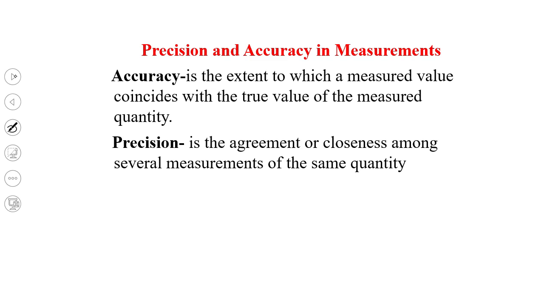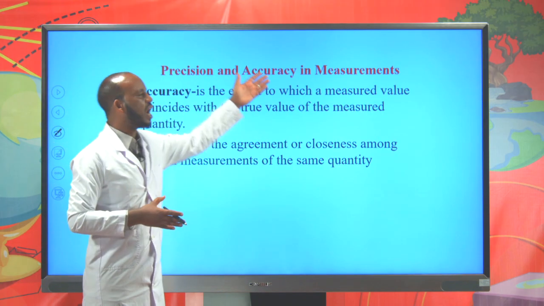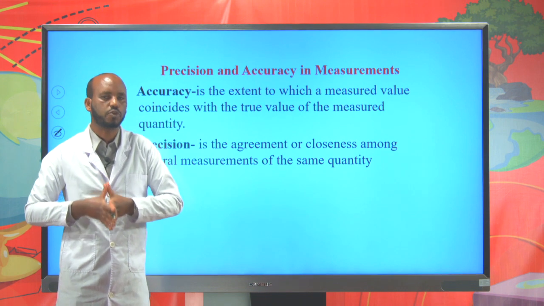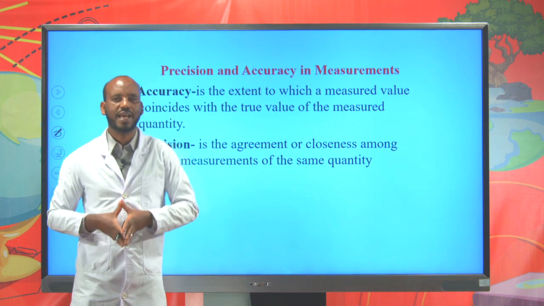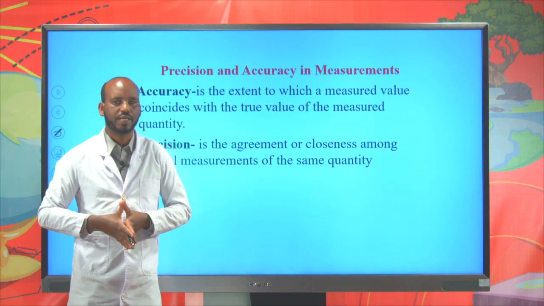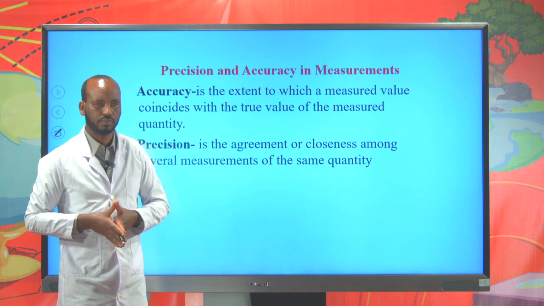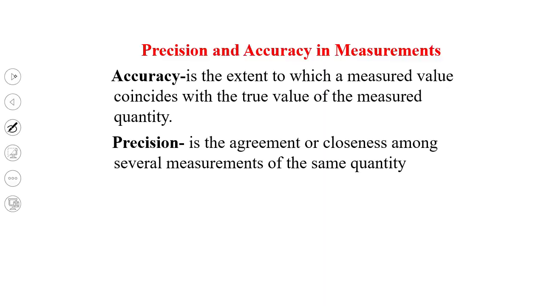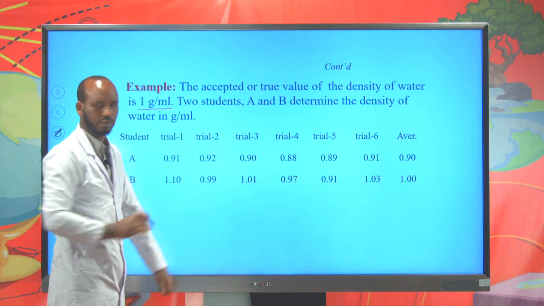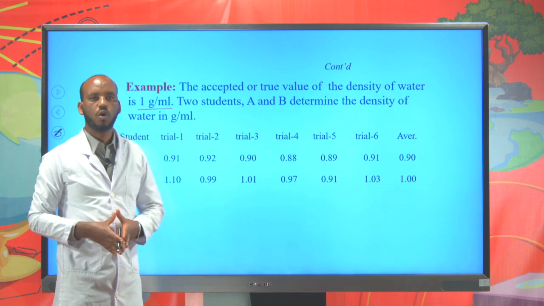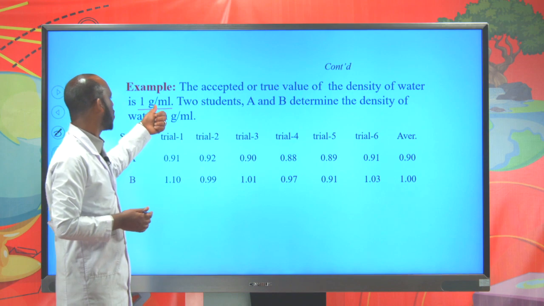Precision and accuracy in measurements. Precision and accuracy are terms which are used to express uncertainty of a measurement. Accuracy is the extent to which a measured value coincides with a true value. Precision is agreement or closeness among several measurements of the same quantity, the same data. For example, the accepted or true value of the density of water is 1 gram per milliliter. This is the true value or accepted value of the density of water.